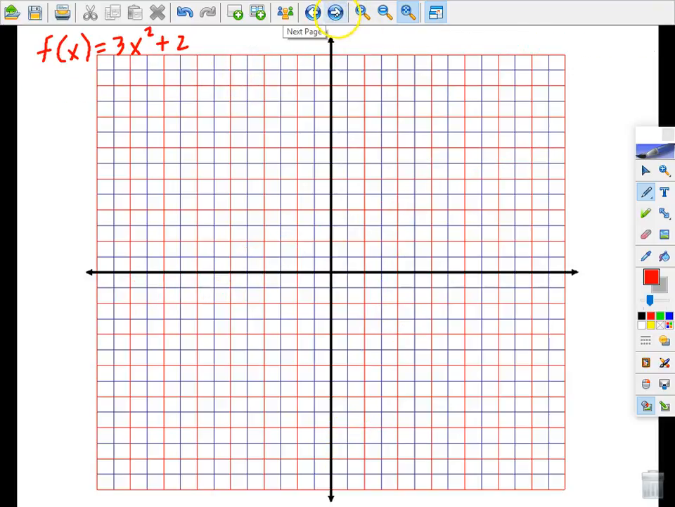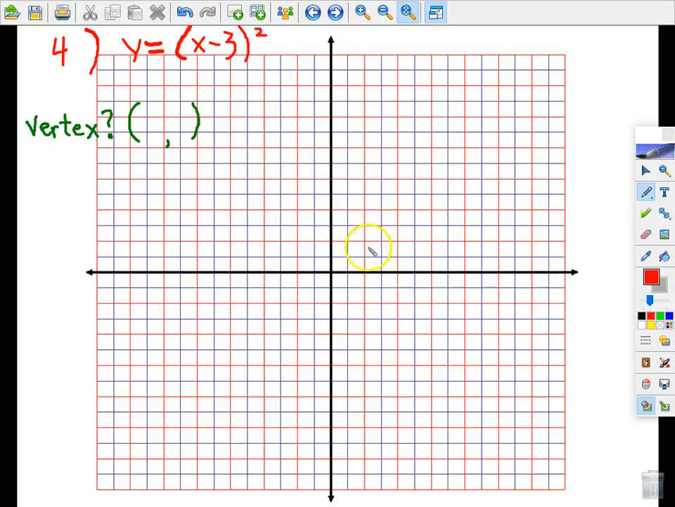So let's try this one. We worked on this one in class. Hopefully you recognize it's quadratic, so it's going to be a U shape. I also hope you recognize that this is vertex form. We haven't talked about vertex form since first semester. So let me give you again, just to refresh your memory, what vertex form looks like and why we call it vertex form in the first place.